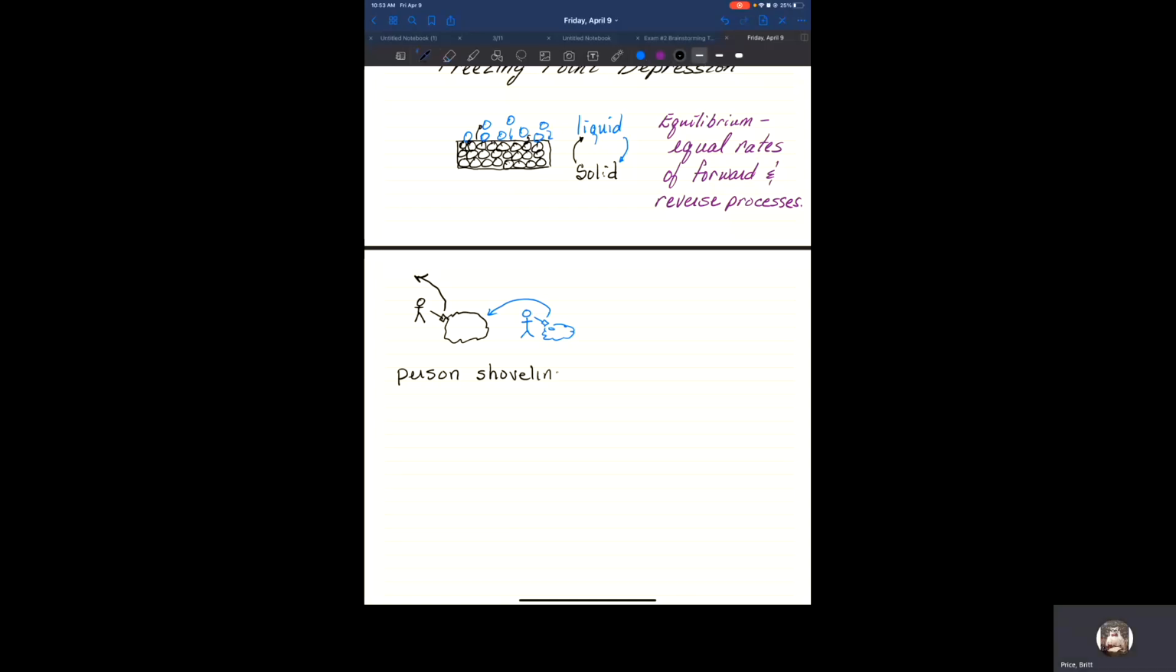So the person shoveling dirt out is matched scoop for scoop by the person shoveling the dirt in.